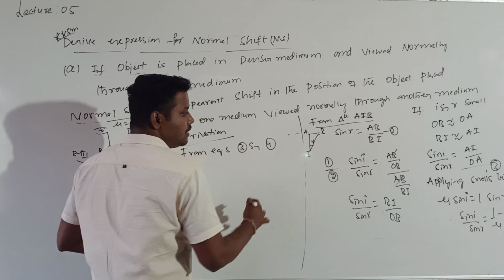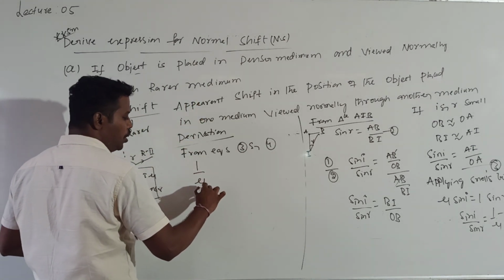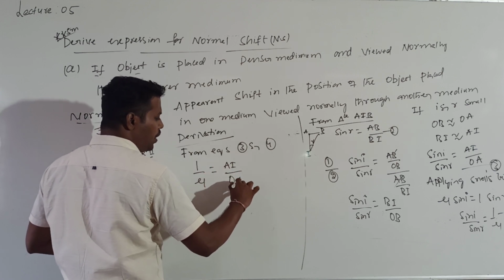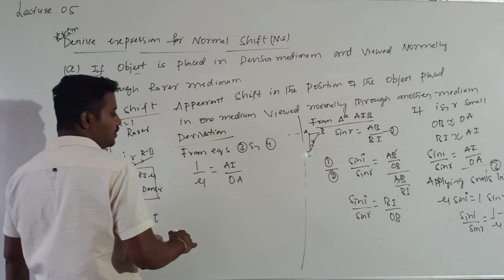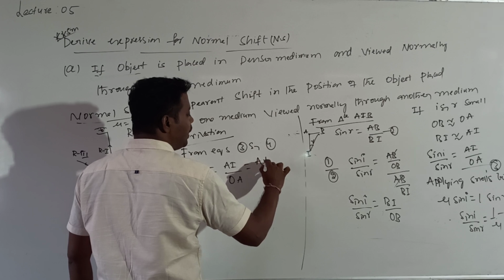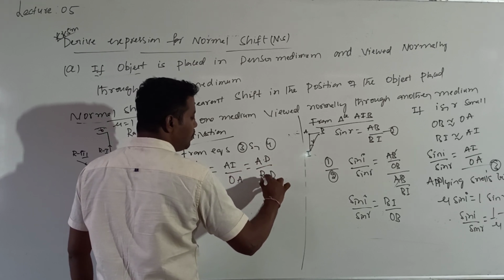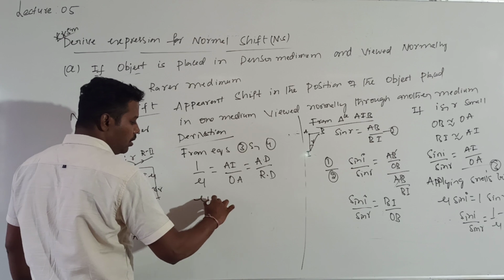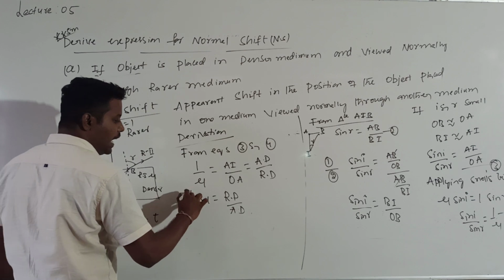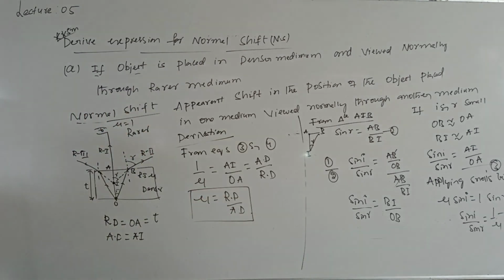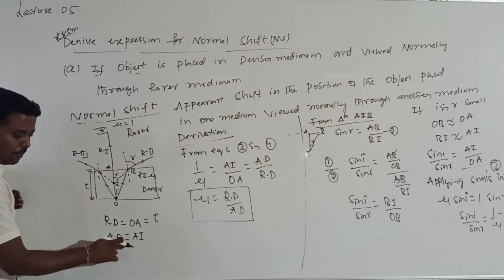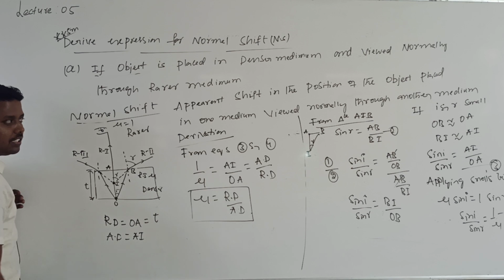what can I write? Sin i by sin r is equal to 1 by mu. 1 by mu is equal to AI divided by OA. So this AI value is nothing but the apparent depth, and OA is nothing but the real depth. Therefore mu is equal to real depth divided by apparent depth. Even you can calculate the refractive index by knowing the real depth and apparent depth. Which is the real depth here? OA. Which is the apparent depth here? AI.